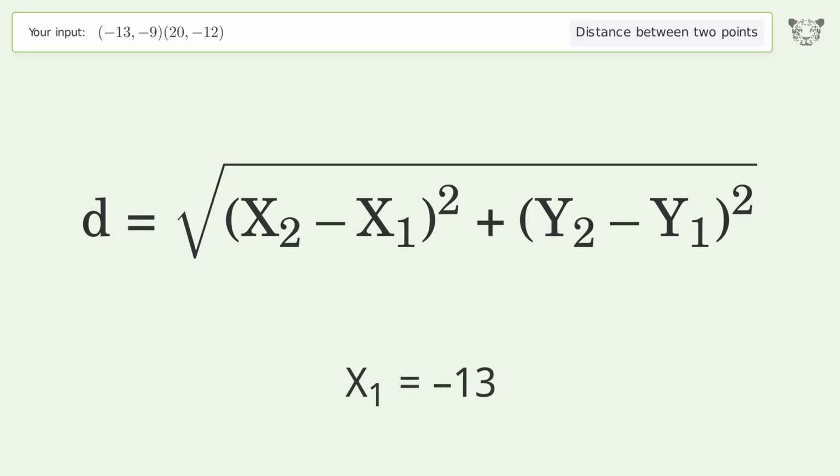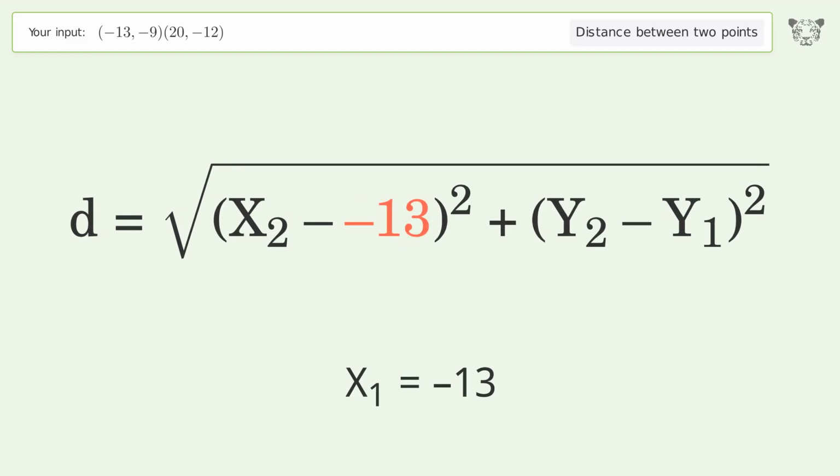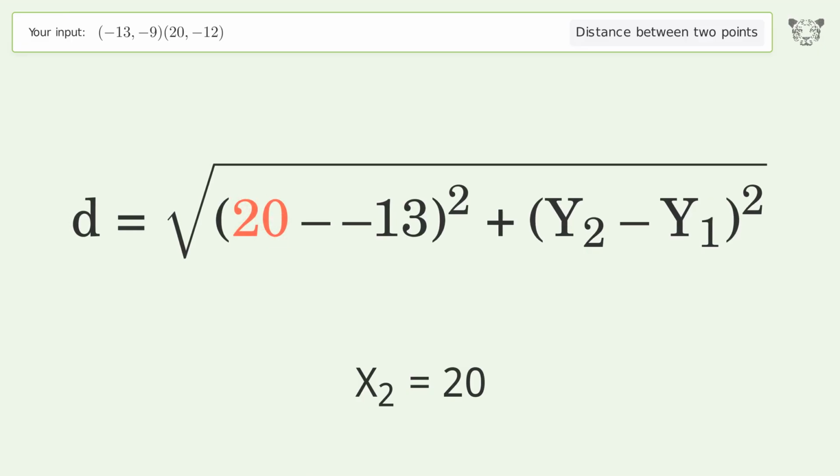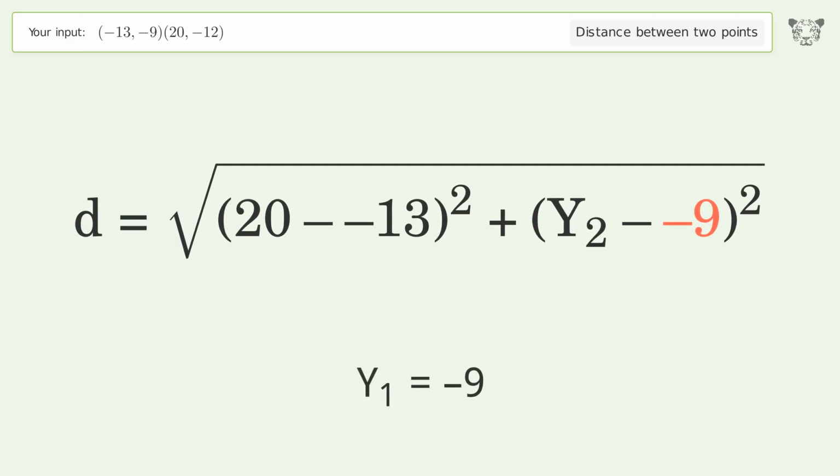x1 equals -13. x2 equals 20. y1 equals -9. y2 equals -12.